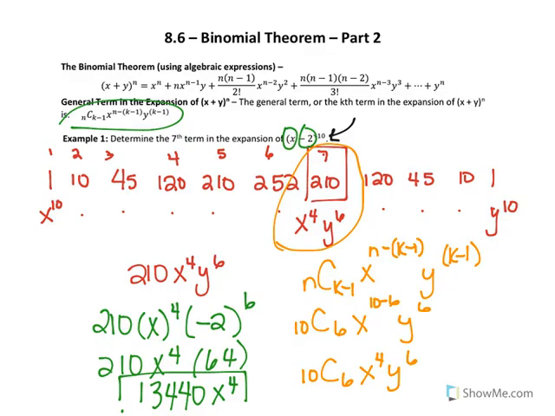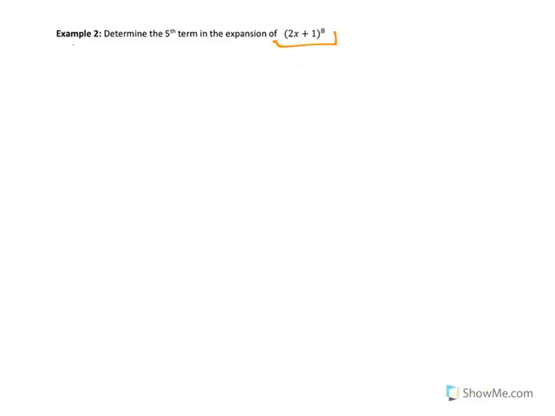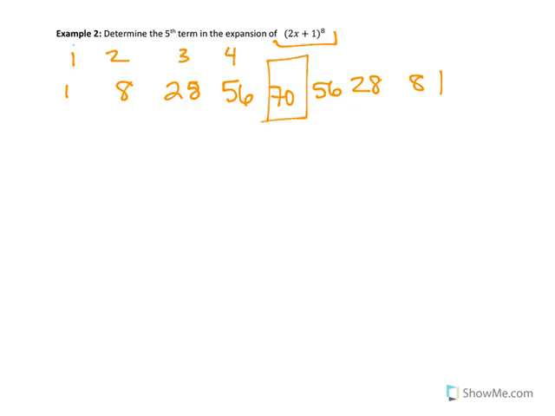If you don't have Pascal's triangle written out, then yeah, okay, that's probably faster. Okay, determine the fifth term in the expansion of (2x + 1) to the power of 8. So we're going to look at Pascal's triangle at row 8. So we have 1, 8, 28, 56. That's not 8. 70, 56, 28, 8, 1. And we want the fifth term. So 1, 2, 3, 4. This is my fifth term.